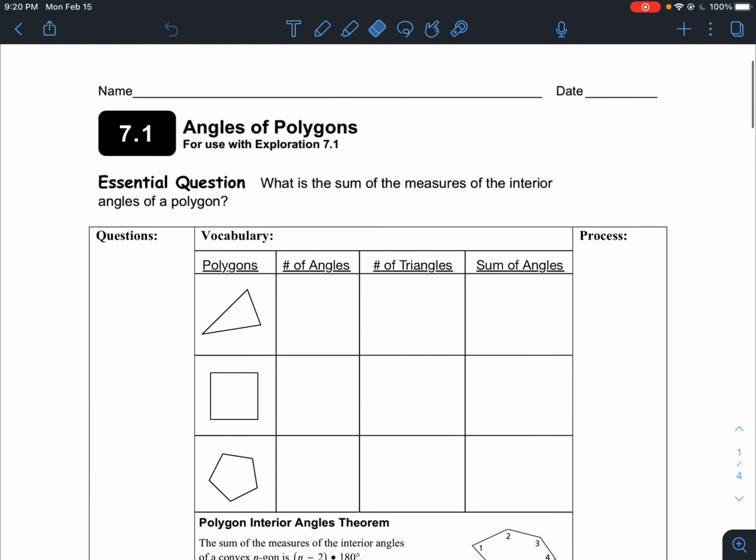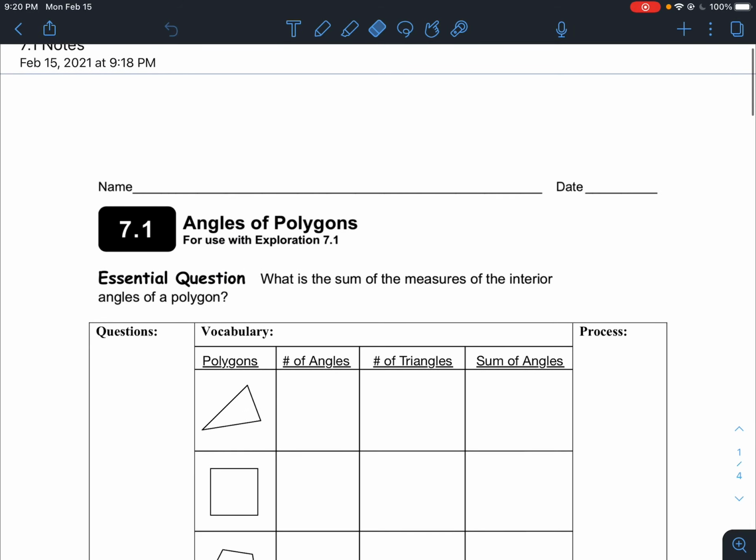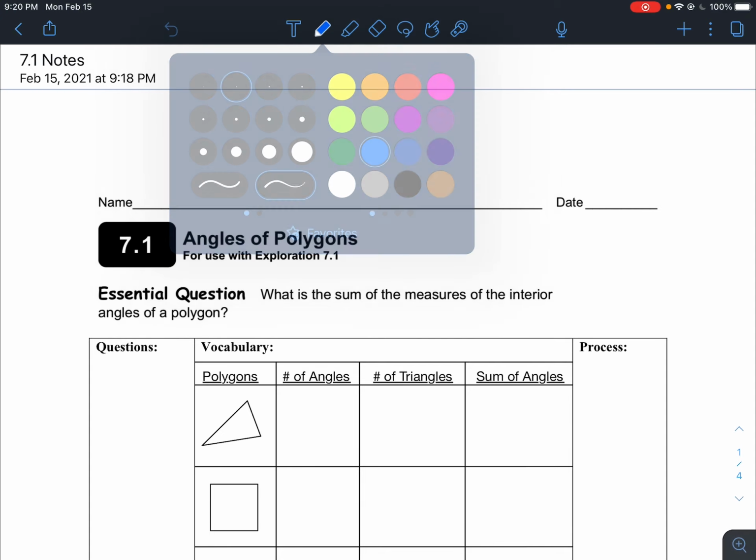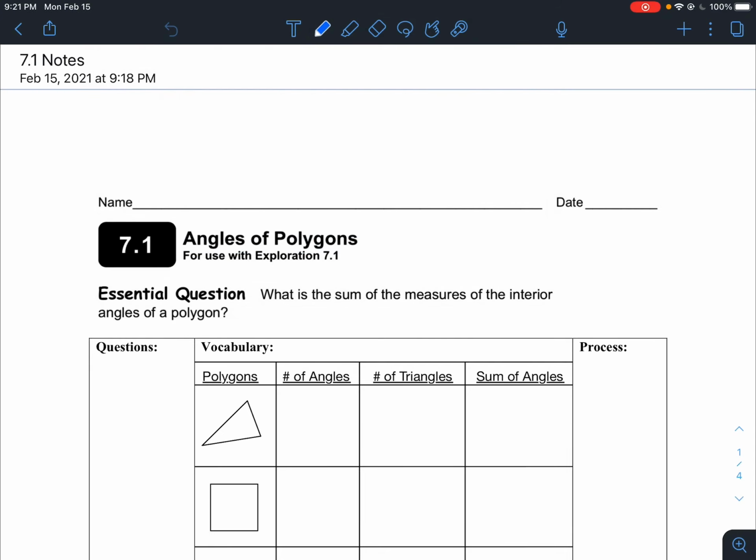Alright, so we are already done with those couple sections of chapter 6, and now we're talking about chapter 7. We're going to start with 7.1, which talks about angles of polygons. So far we've talked a lot about triangles, and the properties and theorems that have to do with triangles. Triangles have three sides, three angles. The sum of their angles equals 180 degrees.